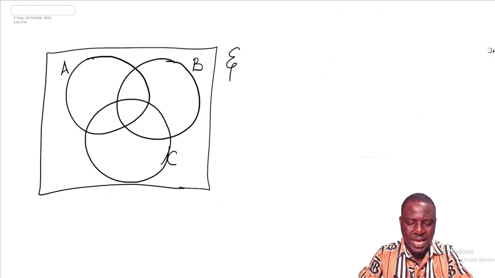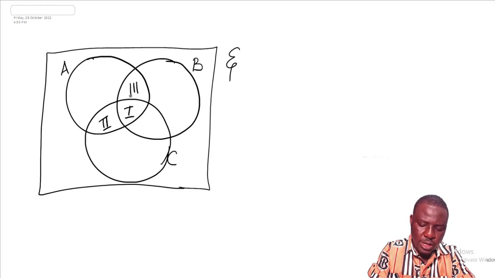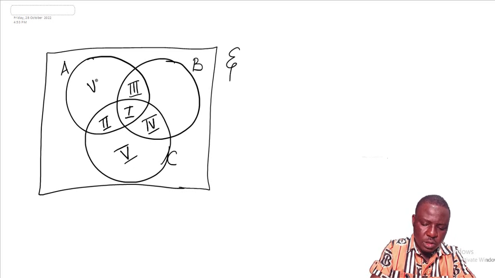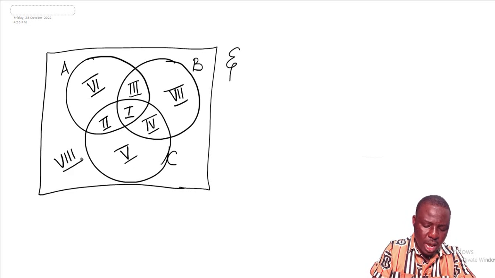So for a 3 subset problem ABC, this can be considered to be divided into region 1, region 2, region 3, region 4, 5, 6, 7, and 8.